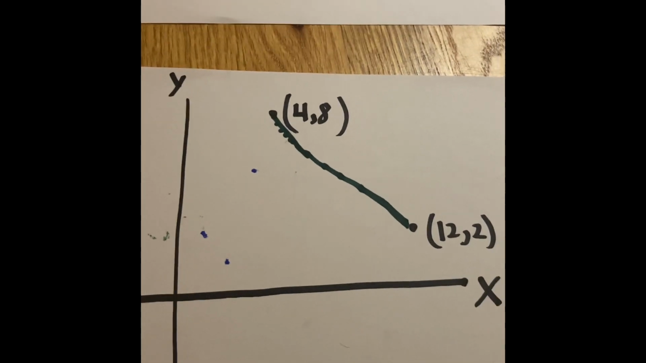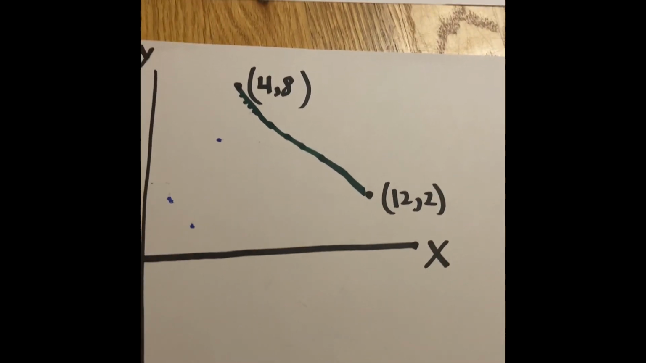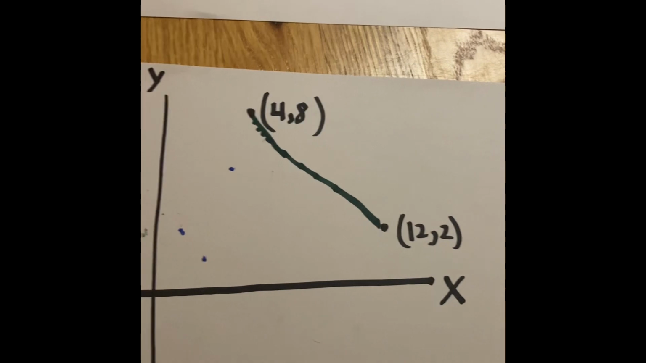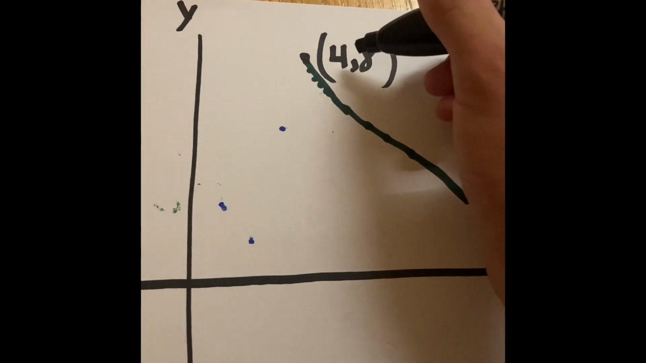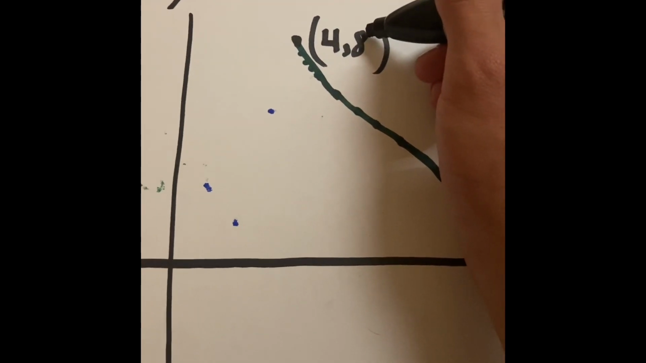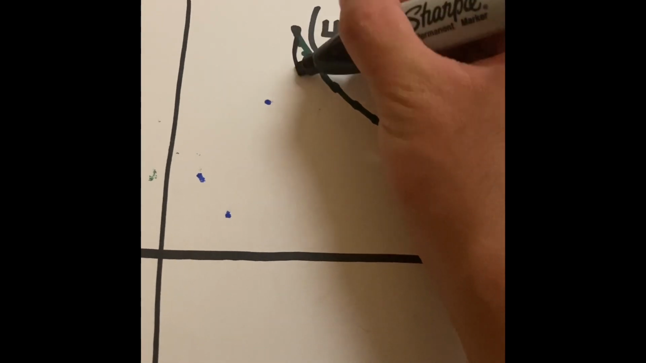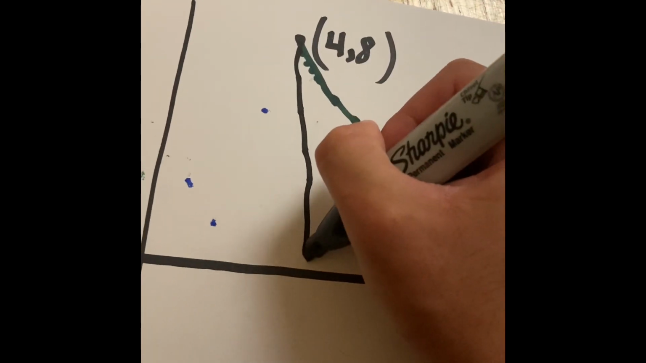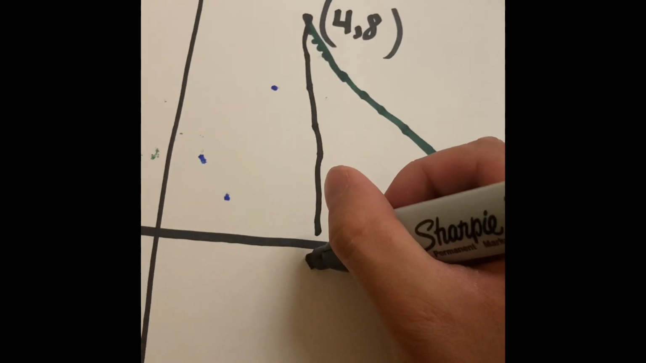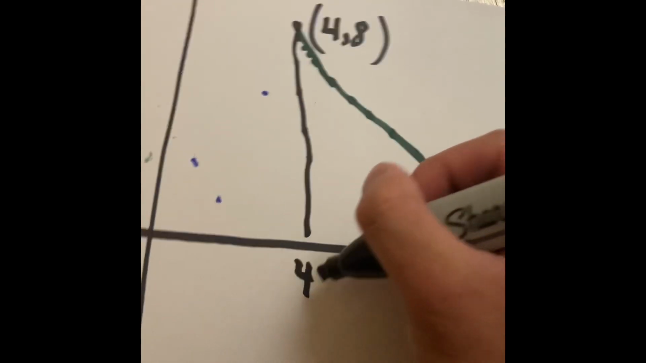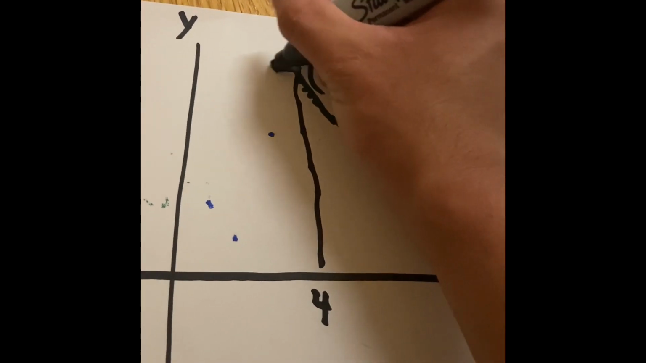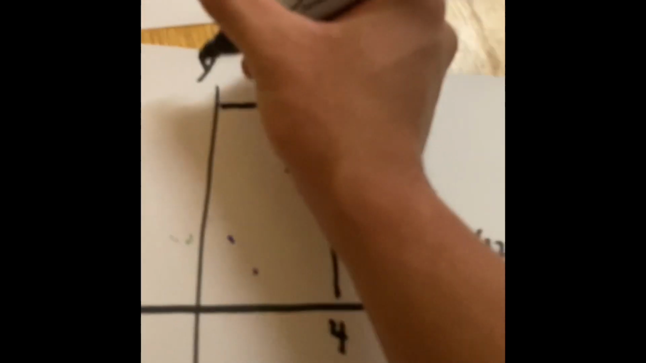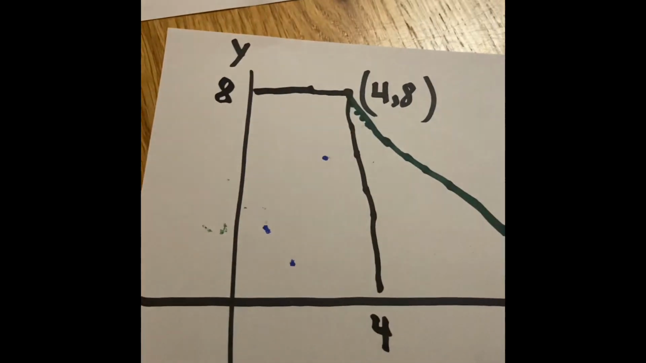So we have the coordinates 4 and 8. If you go from here to here, using 4, 8, if I go directly down, it's going to say 4. That is going to be our x. And 8 is going to appear right here, y as 8.